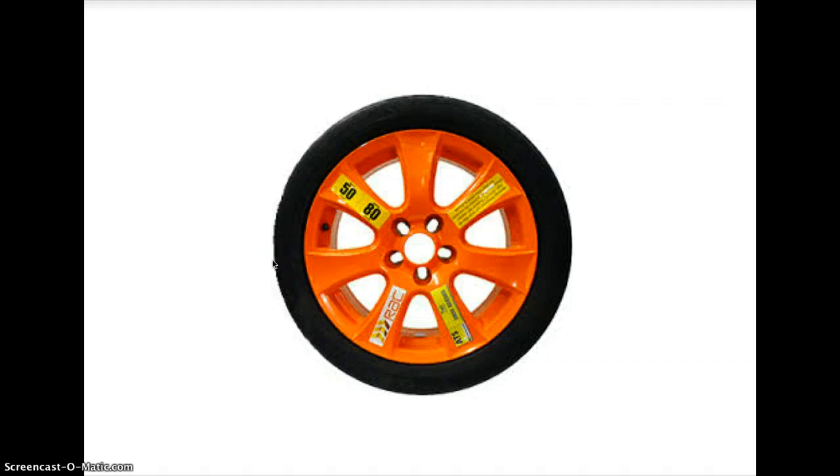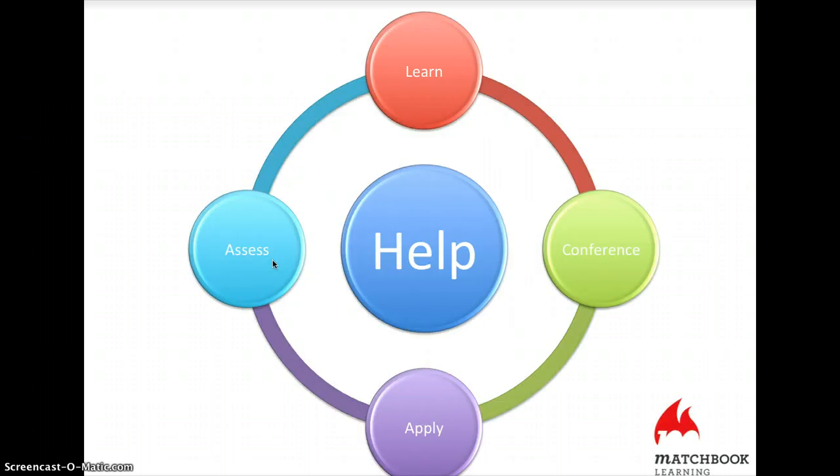So, we said the learning cycle was like a wheel. So even though we just hit the last part of the learning cycle, it doesn't mean our learning is over. Now you've proved that you can write a sentence, but there are many, many, many more targets and standards for you to master for your level. So once your teacher gives you another learning target or standard, you will then start back at the learn again and then go through the whole cycle. So learn and practice, conference, apply, and assess.